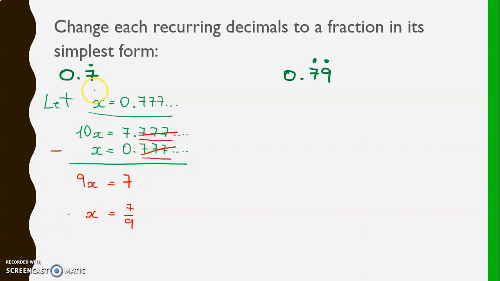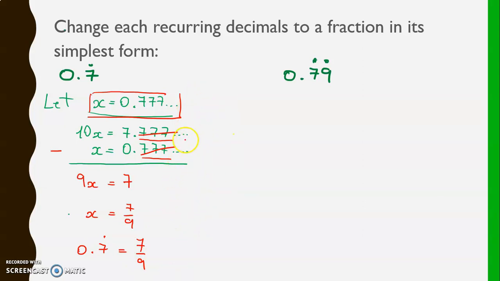So initially x was equal to 0.7777, and now we've just shown that x can also be written as 7 over 9. Do you agree that 0.7 recurring can be written as 7 over 9 in fraction form? So that's basically it.